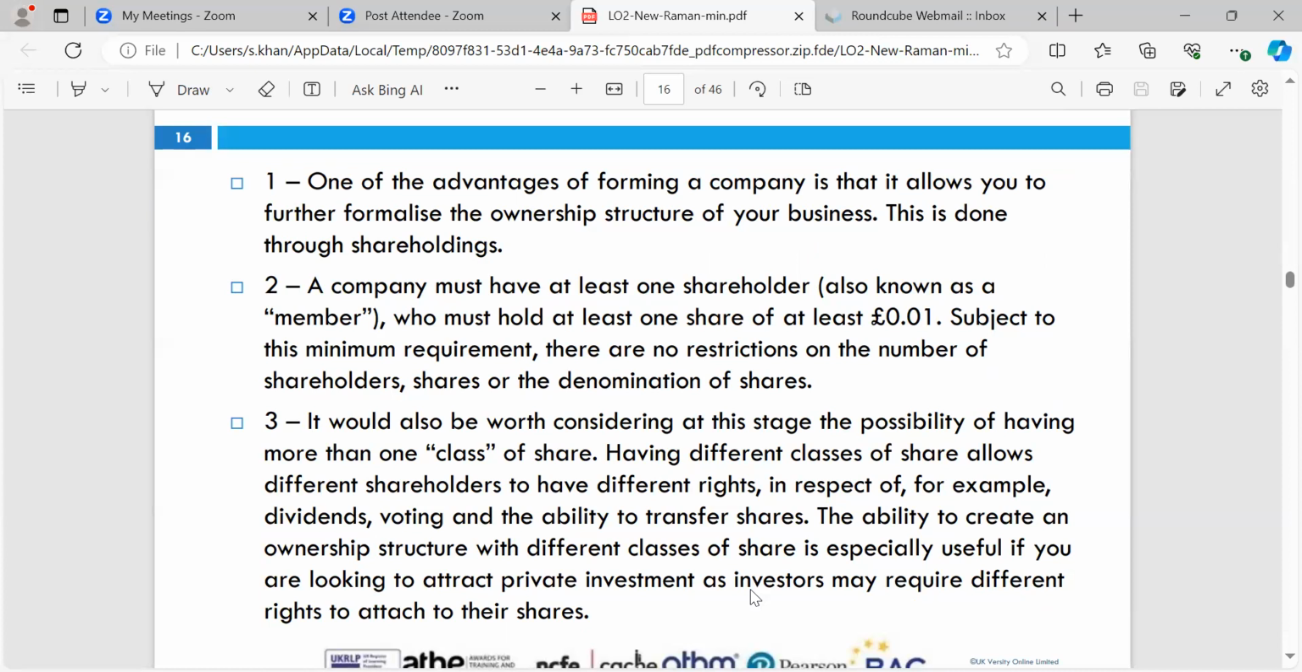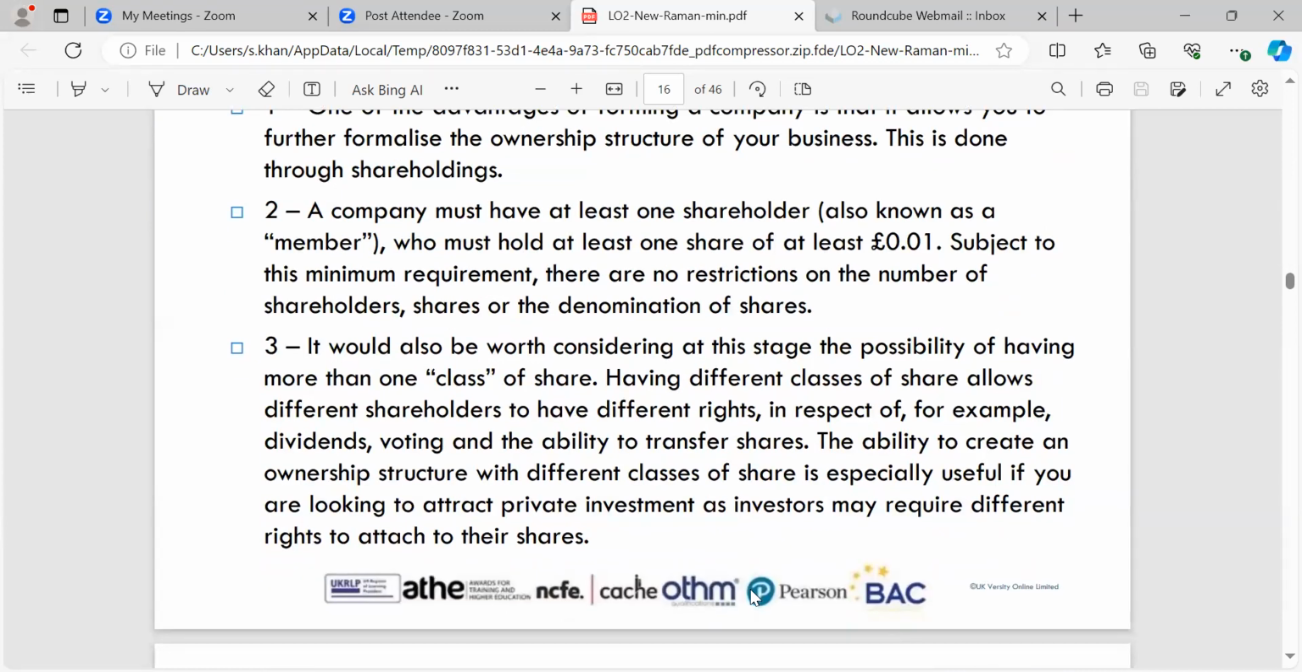Number three, it would also be worth considering at this stage the possibility of having more than one class of share. Having different classes of share allows different shareholders to have different rights in respect of, for example, dividends, voting, and ability to transfer shares. The ability to create a share and ownership structure with different classes of shares is especially useful if you are looking to attract private investment, as investors may require different rights to attach to their shares.